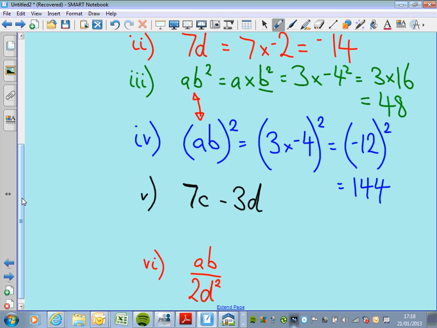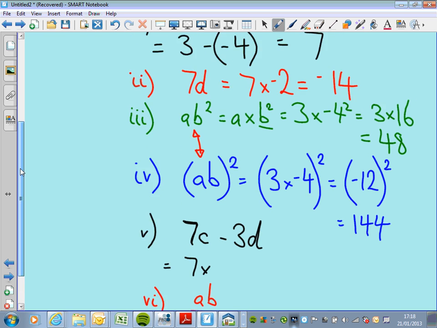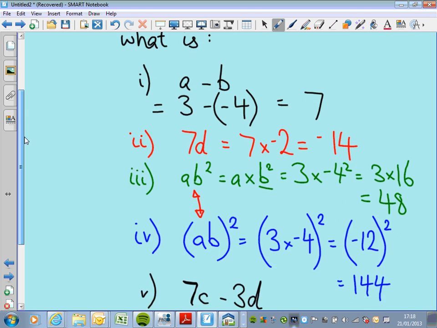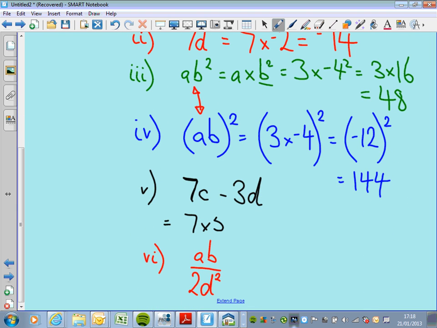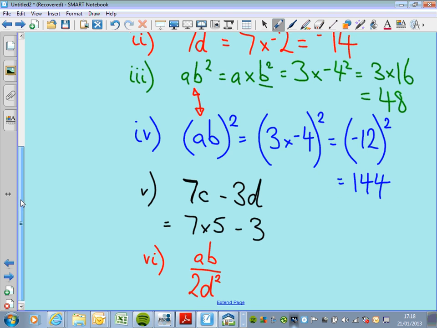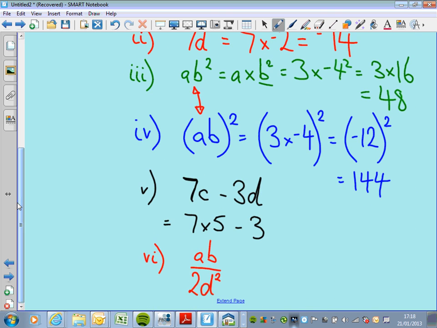7C minus 3D means 7 lots of C, take away 3 lots of D. What was C again? I can't remember either, don't worry. C was 5, so 7 times 5, take away 3 lots of D, still can't remember because I've got a brain like a sieve. D is -2, 3 times -2. So 7 times 5, take away 3 times -2. If you felt like putting brackets around it, knock yourself out, but actually you don't need them, do you? Because you'd always do the multiplying first anyway. 7 5s are 35.